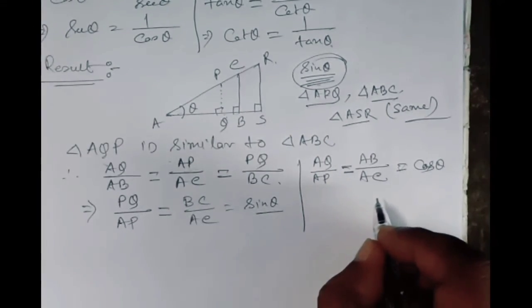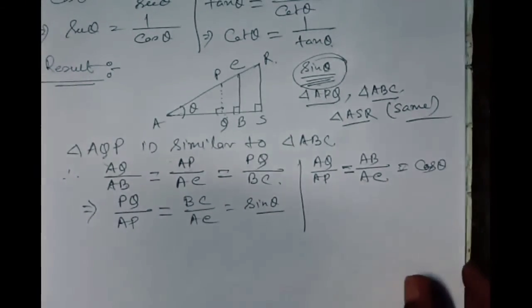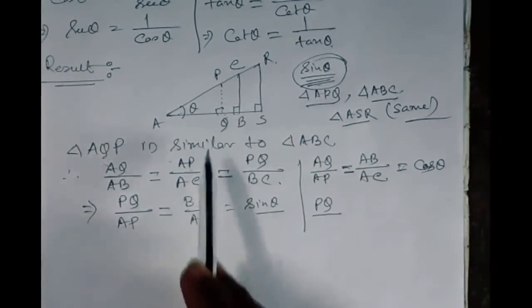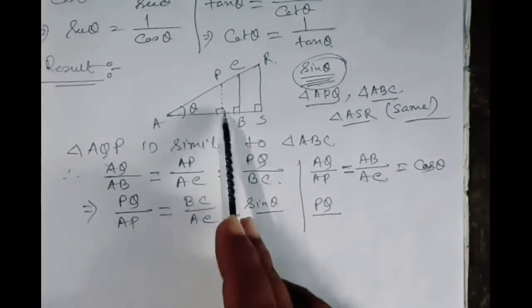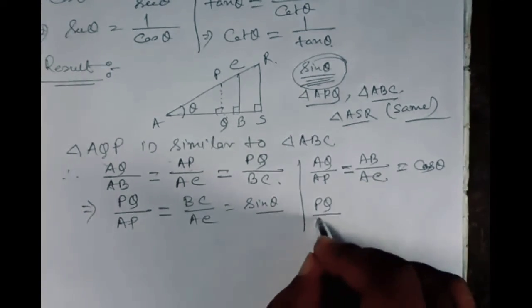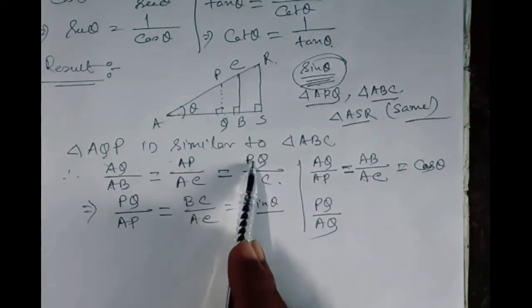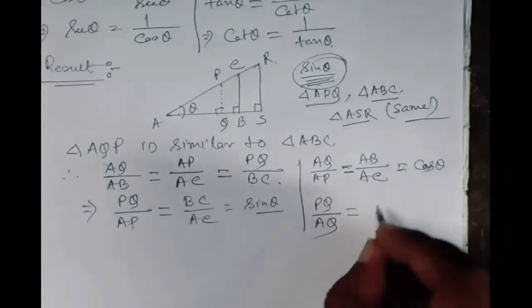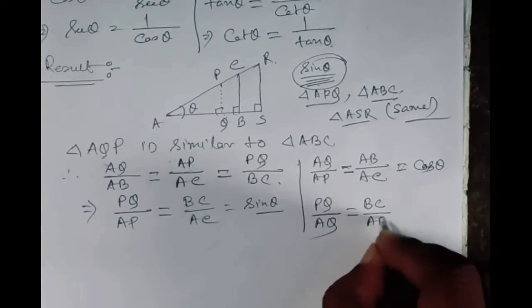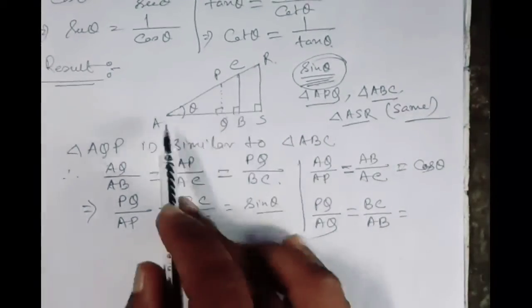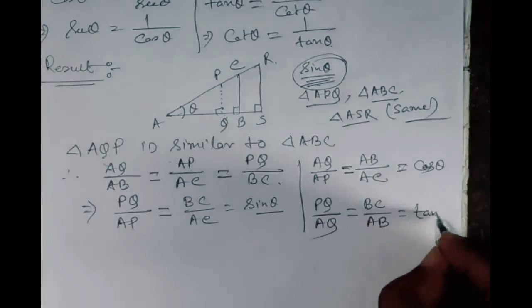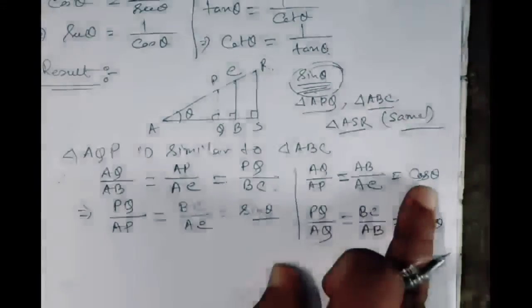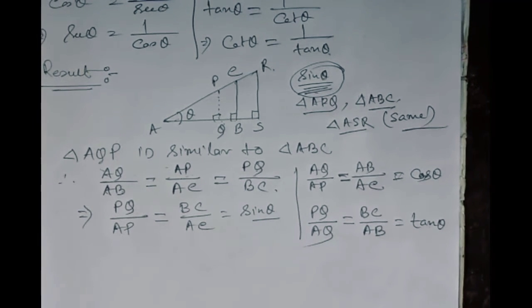Next, come to PQ by AQ. Considering these two identities, PQ by AQ equals BC by AB. That equals what? Tan theta. So this is equal to sin theta, this is equal to cos theta, this is equal to tan theta.